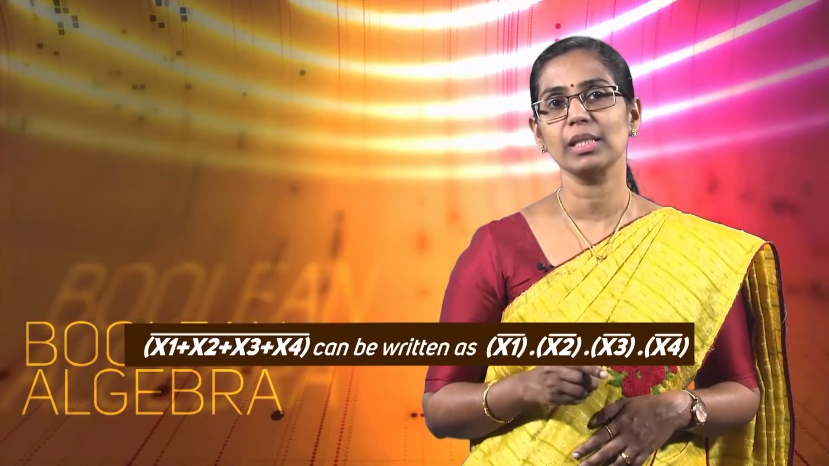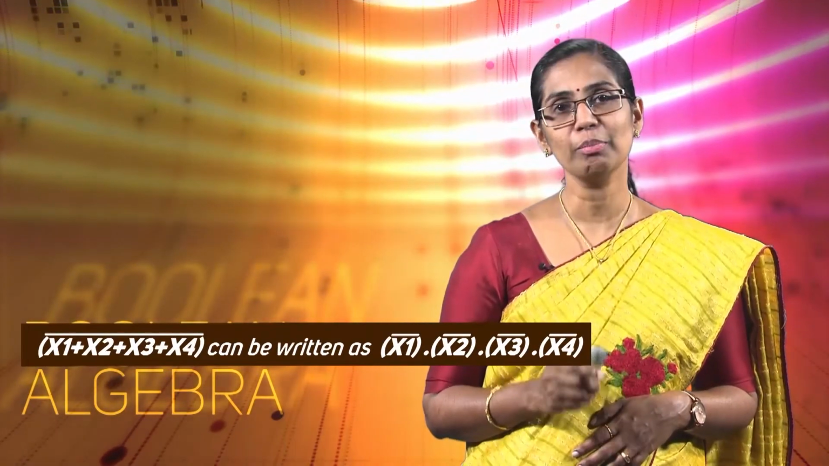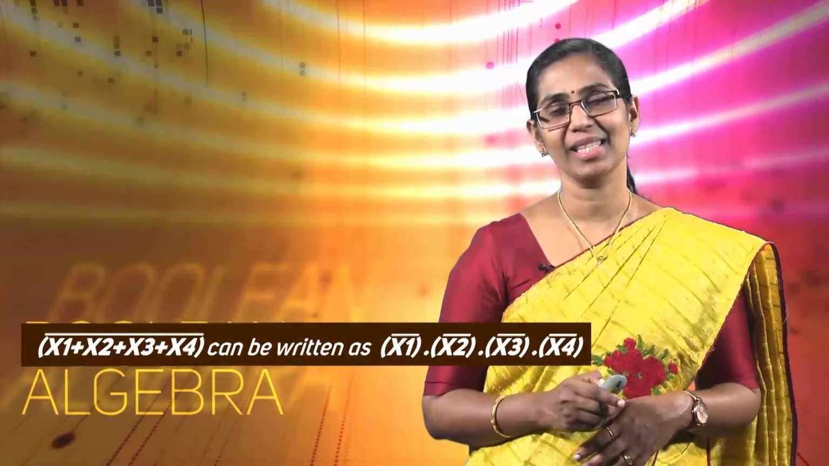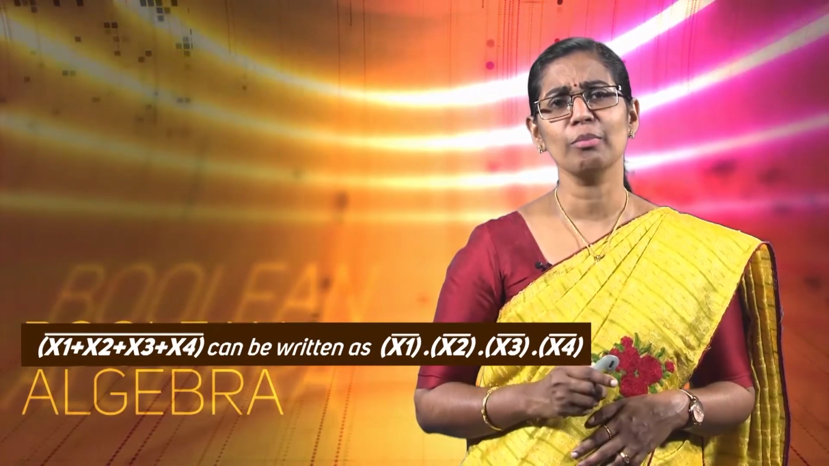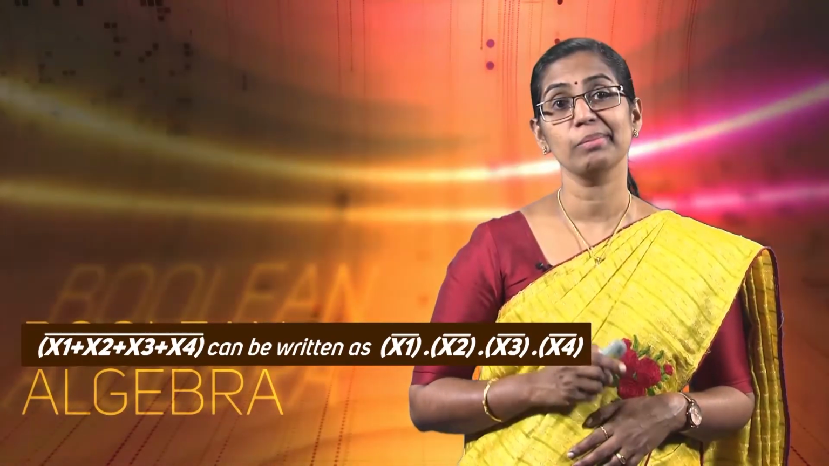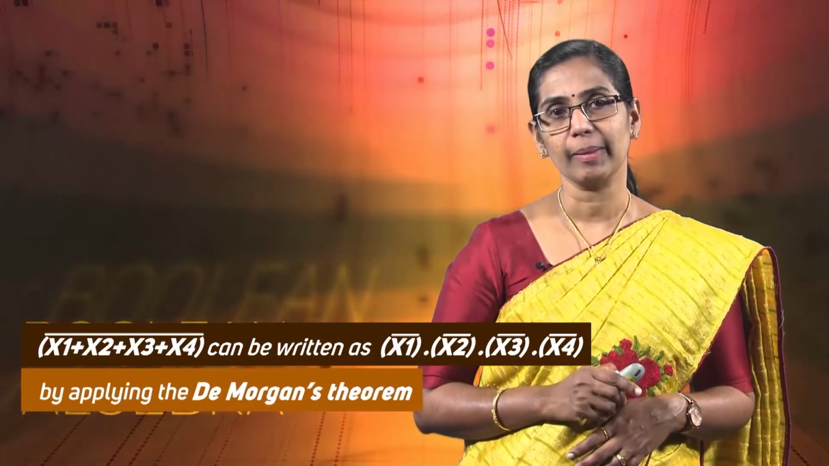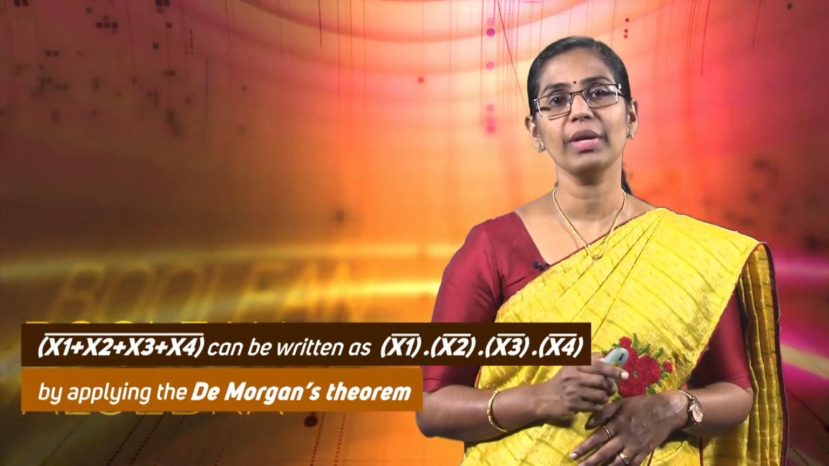For example, (x1 plus x2 plus x3 plus x4) whole complement can be written as x1 complement dot x2 complement dot x3 complement dot x4 complement by applying De Morgan's theorem. Here we used 4 variables, and this can be extended up to any number of variables.